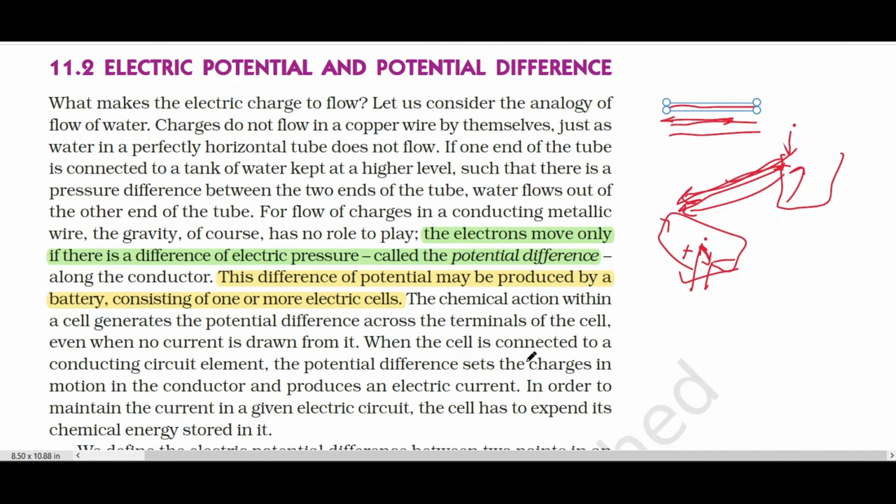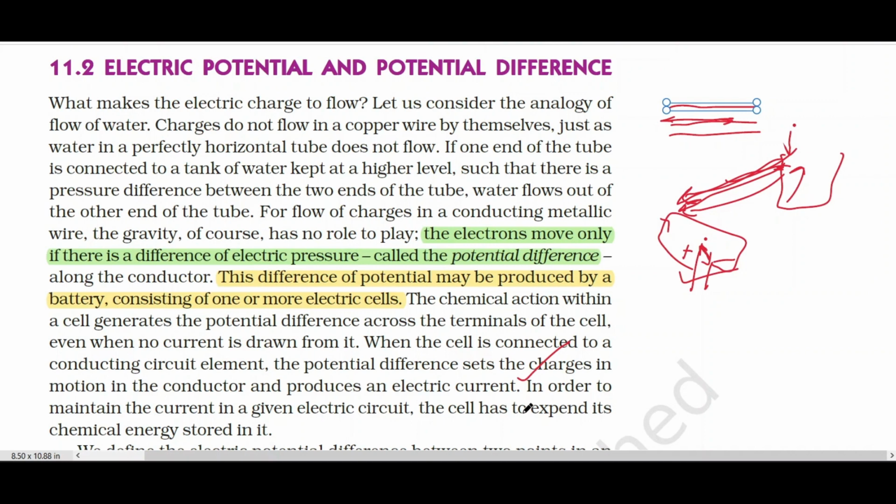तो जब हम इस सेल को when we connect it to a circuit element, एक सर्किट से कनेक्ट करते हैं, तो इस पोटेंशियल डिफरेंस की वजह से the charges are set in motion, मतलब चार्जेस फ्लो होना शुरू कर देते हैं, and this creates an electric current. Remember that electric current is actually the motion of negative charge or the flow of negative charge.